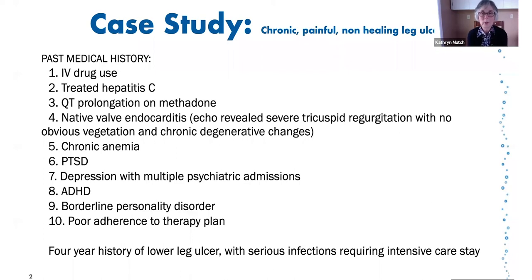The case study I'm going to share with you is about a young woman in her 30s who had a chronic, painful, non-healing leg ulcer. She had a very significant past medical history and quite complicated with drug use, hepatitis C, on methadone program. She had a native valve endocarditis, chronic anemia, PTSD, depression, ADHD, borderline personality disorder, and really struggled to adhere to a therapy plan. I've known her on and off for at least 4 years with this leg ulcer. We had tried numerous things, and she had been in hospital requiring intensive care for sepsis on numerous occasions.